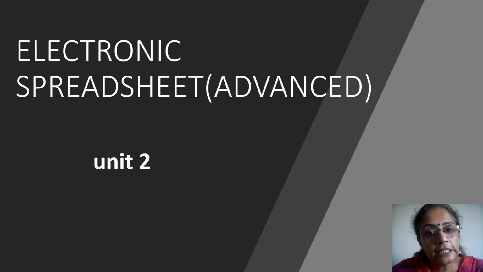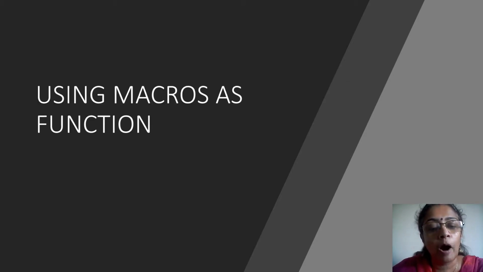Now in our last class of Advanced Excel, that is Advanced Spreadsheets, we had learned about creating macros, how to record a macro and how to run a macro. Now in today's session we are going to understand how to use macros as a function. What is the meaning of a function, what is the meaning of a macro, and how to use macros as a function, we are going to understand in detail in this chapter.